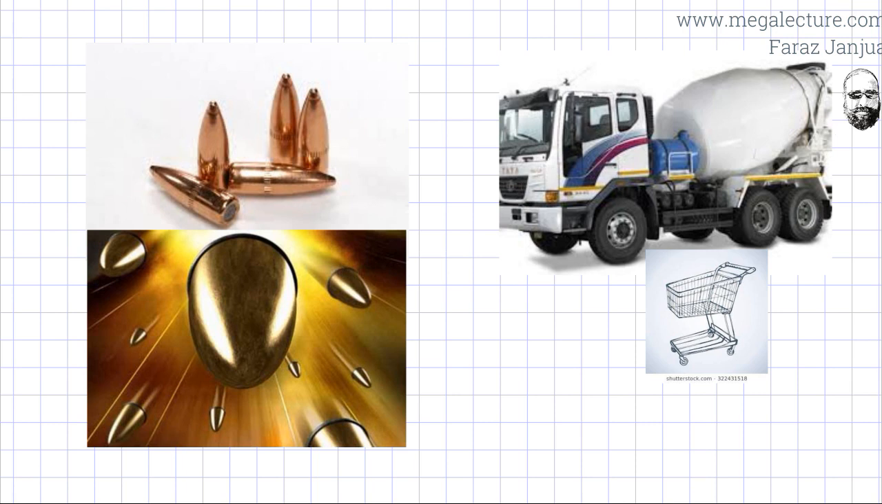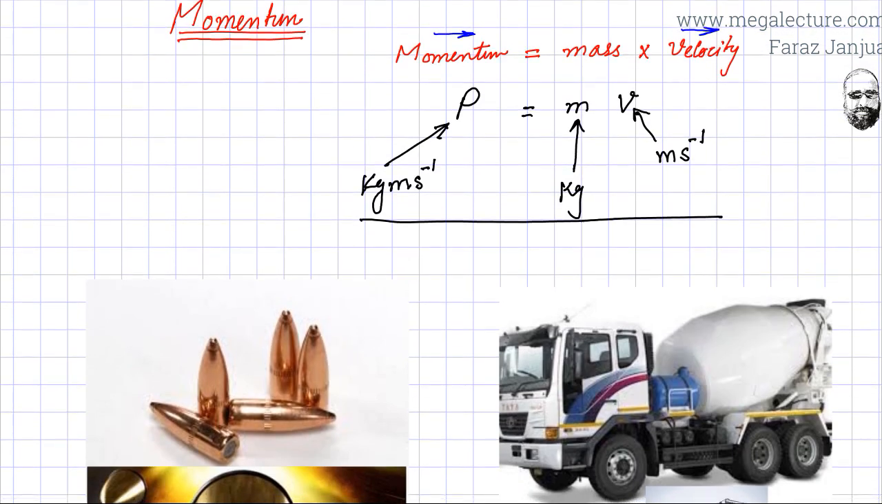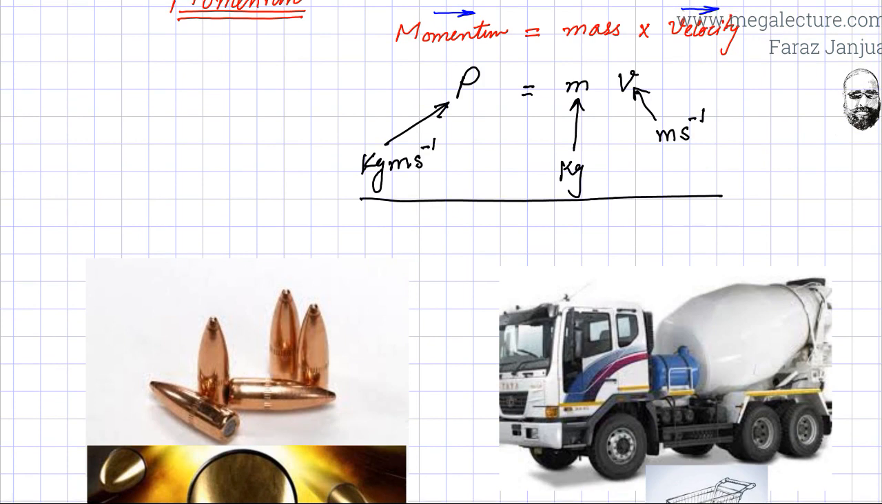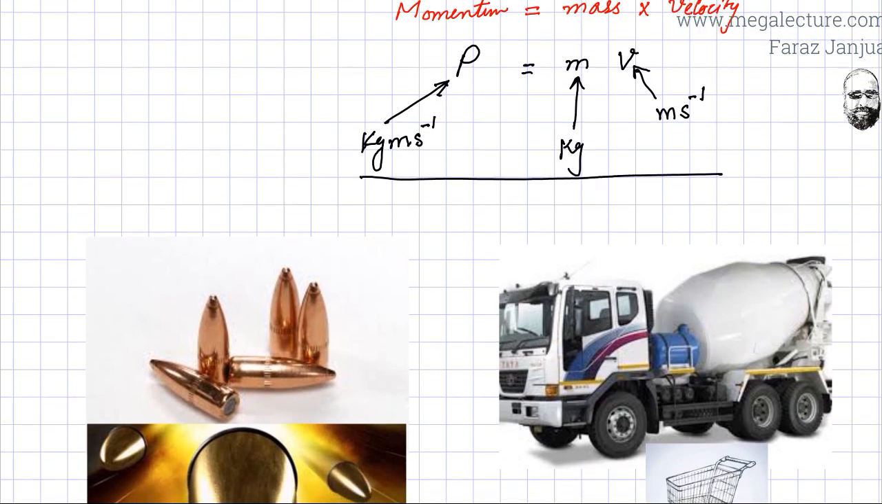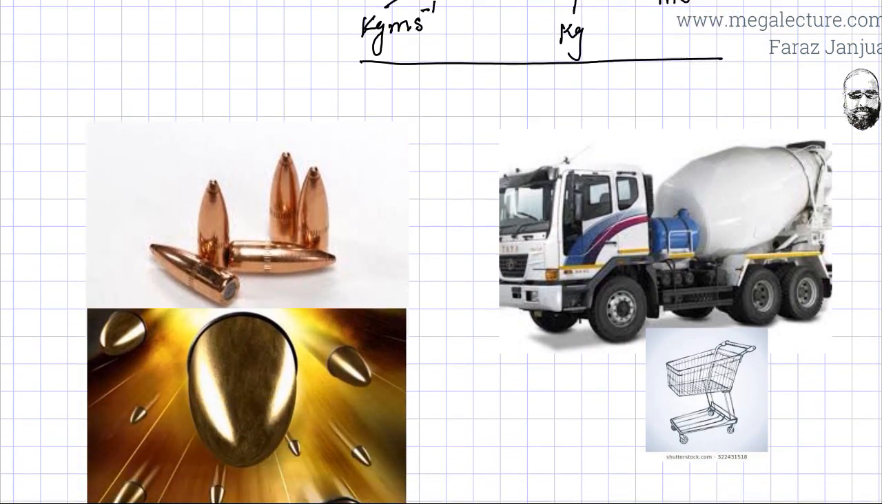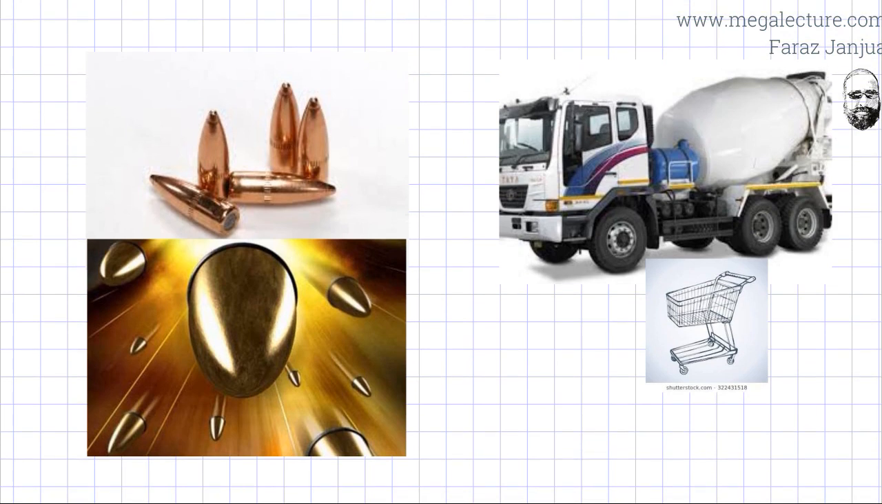The unit of momentum, as we have already discussed, is kg meter per second. It is also Newton second, and later in this lesson we will know why it is called Newton second as well.